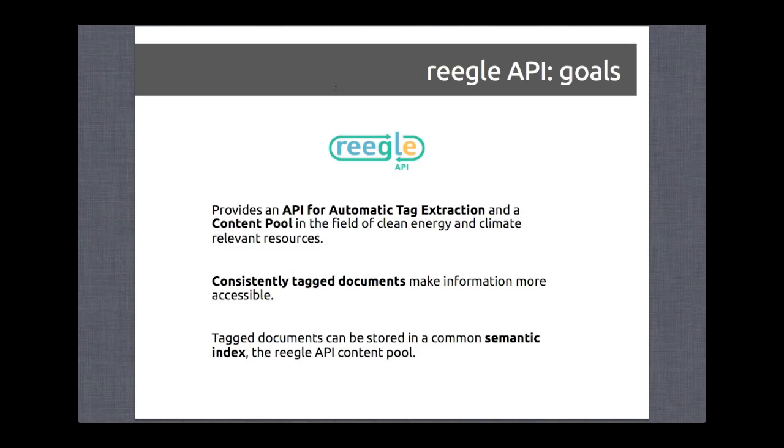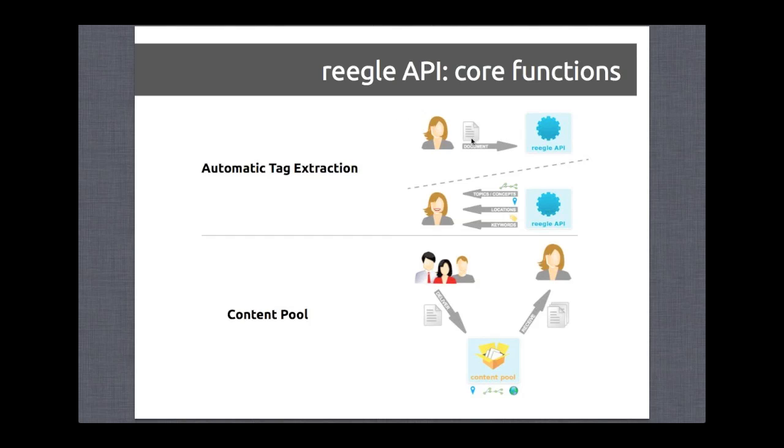And the idea behind this solution is to allow consistent tagging. So it's similar to GBPN. And the second goal is to establish a semantic index where documents can be stored and retrieved by the renewable energy community. So in this slide, there's a simple overview of the tag extraction. You send the document to the Reegle API. Behind the Reegle API, there's the PoolParty extractor API that we've seen earlier from Jurgen, and you get topics and concepts, locations and keywords, and you can use this information to enrich your documents.